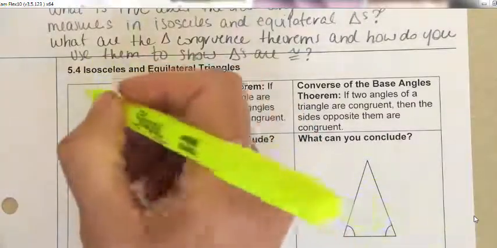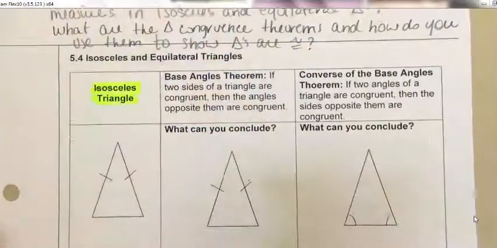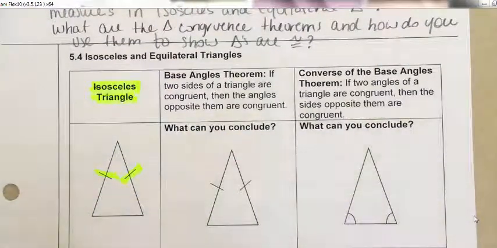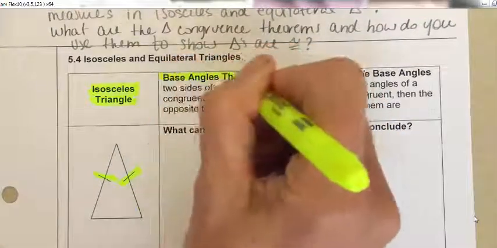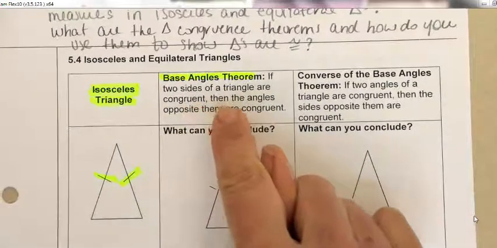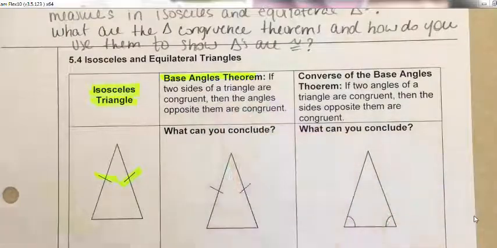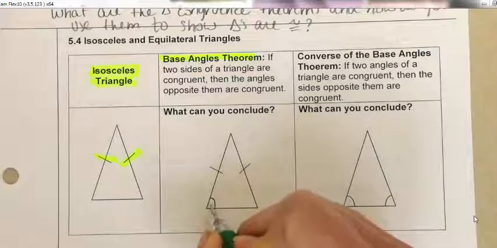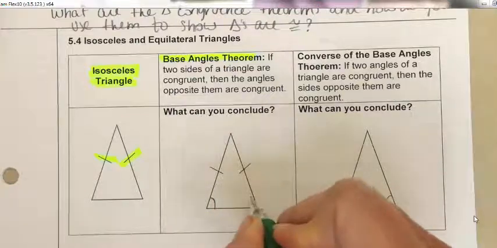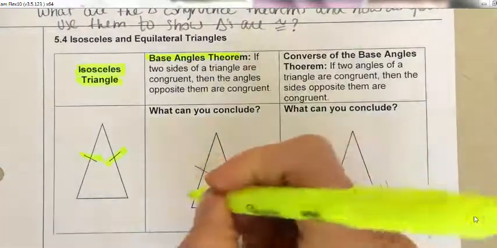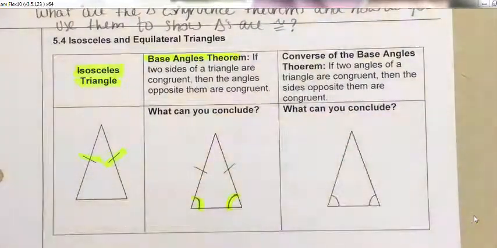So we have an isosceles triangle. And what you already know about an isosceles triangle is that there's going to be two legs on that triangle that are congruent. Okay, well, the base angles theorem then states that if two sides of a triangle are congruent, which means it's an isosceles triangle, then the angles opposite them are also congruent. Okay, so what we can conclude then is this. I have two congruent legs, so the angles opposite those legs, so this angle here and this angle here, are also going to be congruent. Okay, so this is where the base angles theorem, that's what it's telling you.